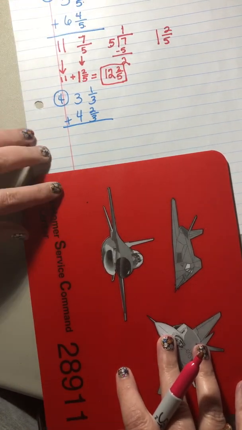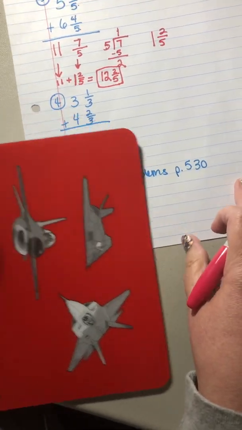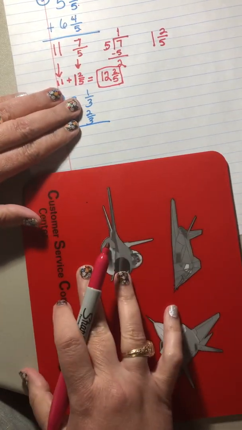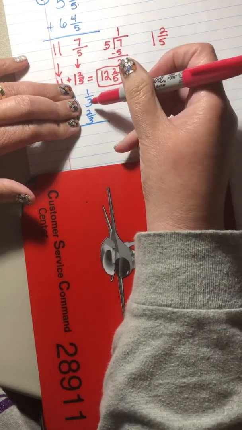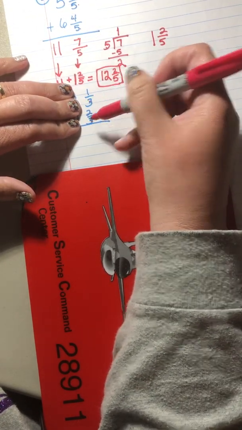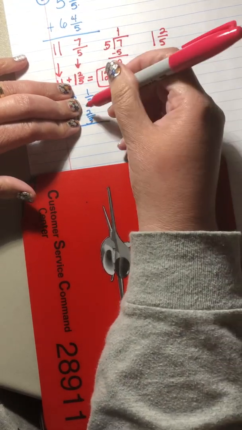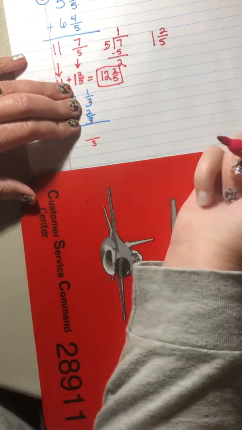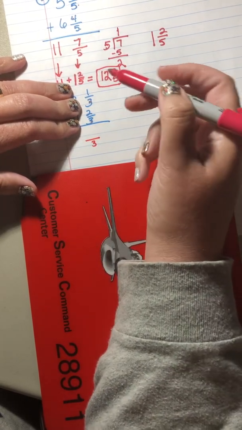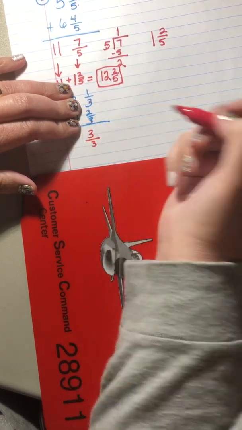Let's look at this one. All right, I'm going to cover up my whole numbers for now with my fingers, because I don't need them quite yet. My denominators are the same. When they're the same or equal, that's called common. So I'm just going to copy that down as my denominator. Then I'm going to add my numerator. 1 plus 2 is 3.